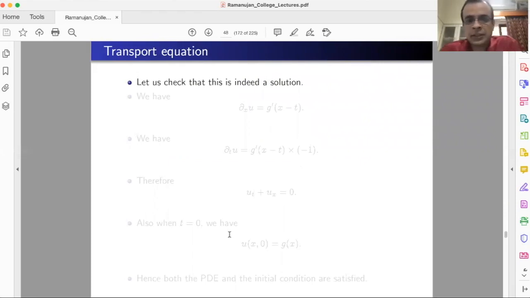Now, let us actually check that this is indeed a solution. So we have that the derivative of u with respect to x is g prime. g is just a one variable function, so g prime of x minus t.